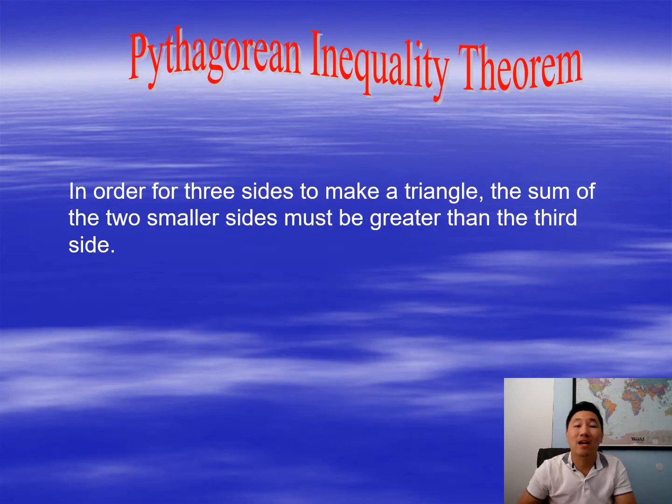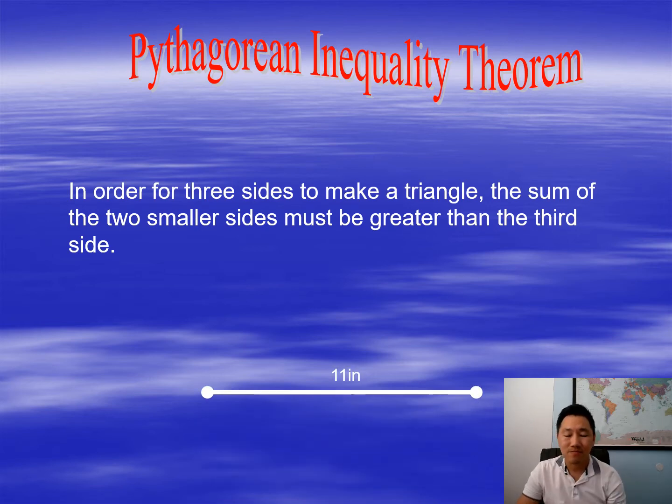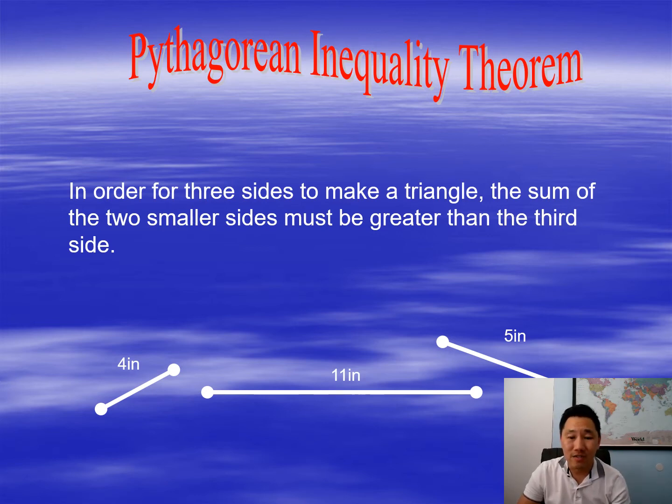Let's do the Pythagorean inequality theorem. In order for three sides to make a triangle, the sum of the two smaller sides must be greater than the third side. Let's see what that means. Let's say I give you three sides. One side that's 11 inches, one side that's 4 inches, and then one side that's 5 inches. The question is, if I tried to put these together, can I make a triangle?